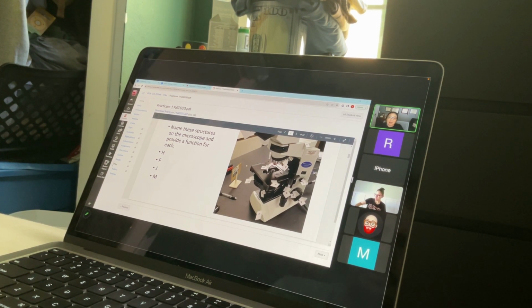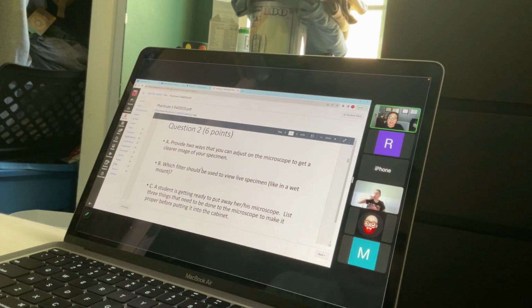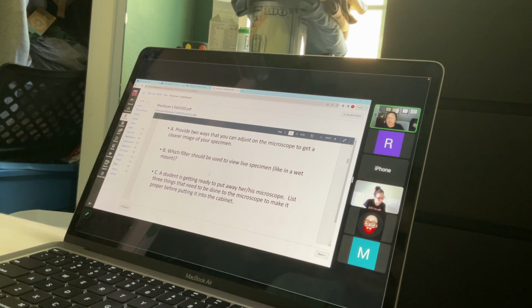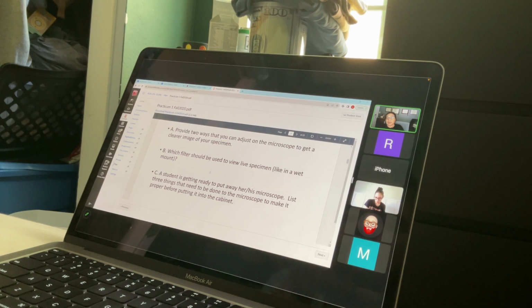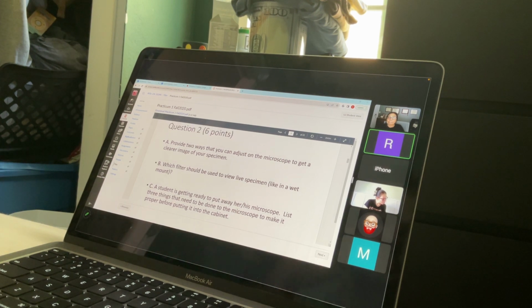Yes. All right. So the next slide, the question is, what are the 2 ways you can adjust on the microscope to get a clear image? Which filter would you use to view a wet mount, a live specimen? And then what do you need to do when you get ready to put away your microscope. So for part A, can we just list them, or do you have to also provide a description? Because it just says provide.